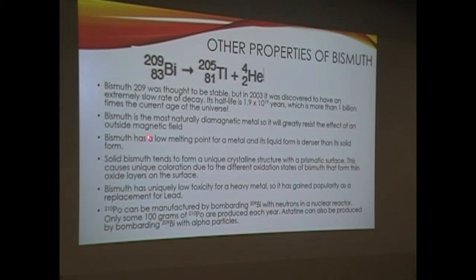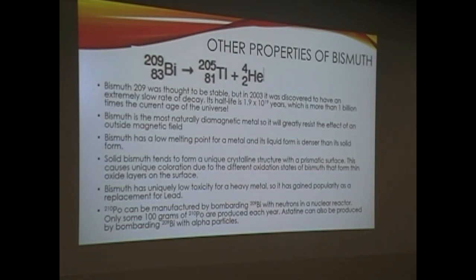It also has a fairly low melting temperature, and its liquid is more dense than the solid phase. So in essence, it's like water. If you melt it, the solid will float on it to a degree. And it also has a unique crystal structure of cubic one, and because of its density, it will grow, and that's what we're going to be talking a lot about, with thin surface oxide layers on the surface. And this low toxicity for heavy metal gained a lot of popularity as replacing it for lead, because lead is toxic, as you know.